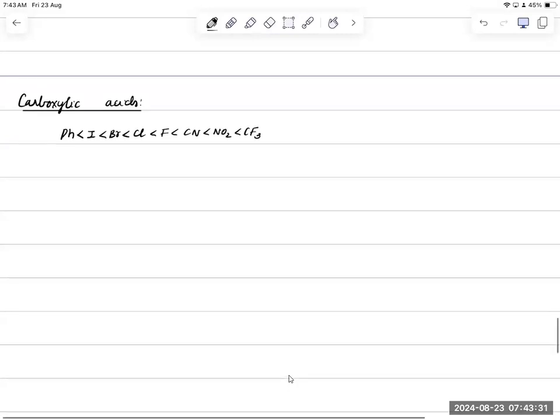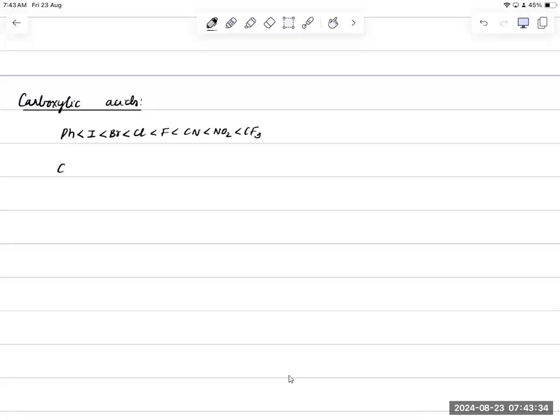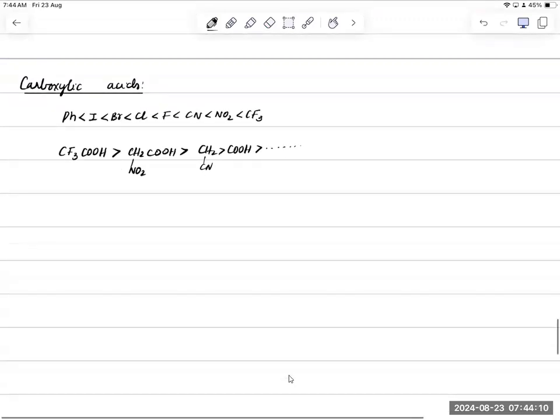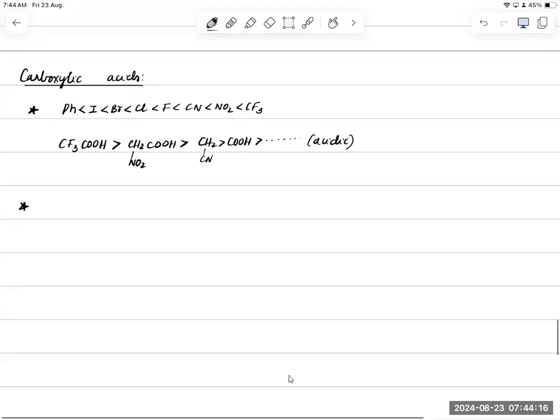If this is how the order is given, which means if you have CF3COOH, this will be strongly withdrawing compared to CCl3COOH. Okay, clear? And NO2CH2COOH is greater than CNCH2COOH, and so on. Like this, we need to check out the acidic character. Clear? The first case is clear, everybody.